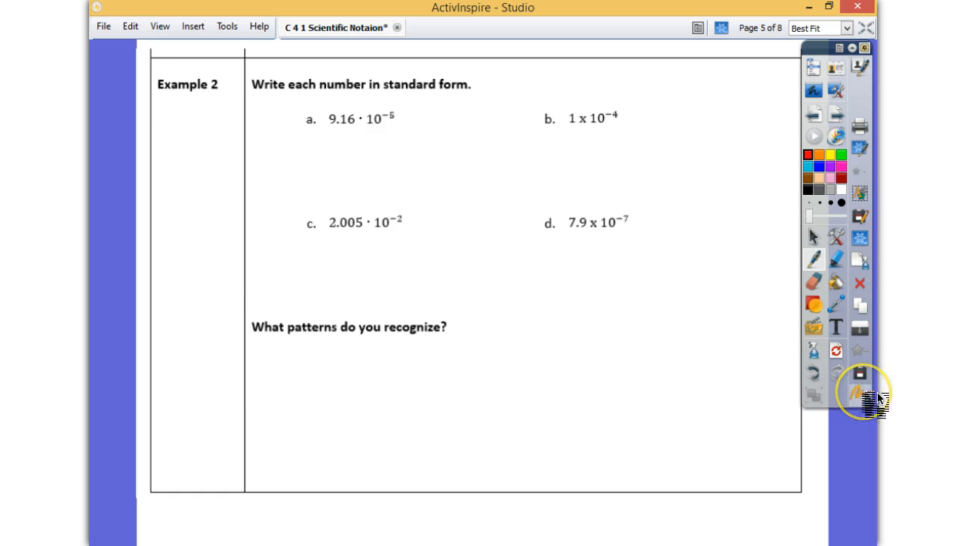All right, now let's go back to B. Sorry about that, I skipped that. 1 times 10 to the -4 power. Nice. I'm seeing all the correct answers. Yes, excellent. Because where's my decimal? It's right here. Move it to the left 4. 1, 2, 3, 4. 1, 2, 3, 4. So 0.0001. What if I wrote it like this though?